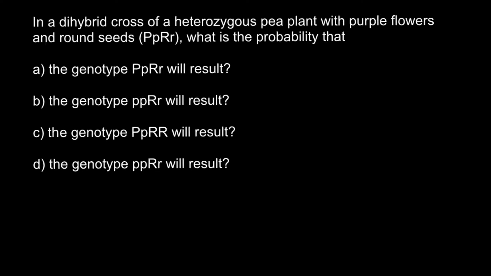Probability. And here is a problem in dihybrid cross of the heterozygous pea plant with purple flowers and round seeds. And here is the genotype of this plant. What is the probability? And here are 4 questions.